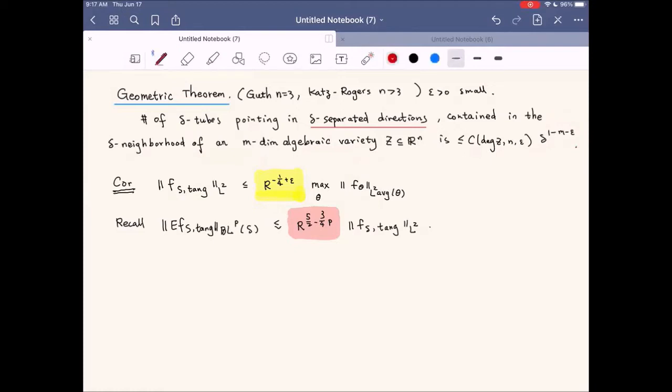And so how to remember this quantity? Usually when I remember those things, I think of this as the number of tubes when Z is an m-plane. Maybe I will say approximately the number.